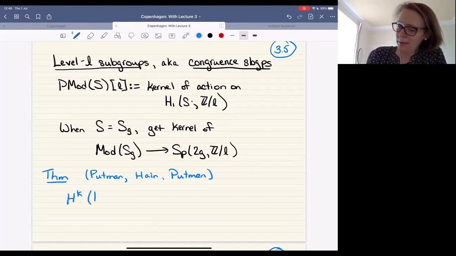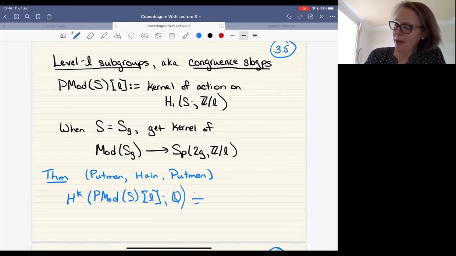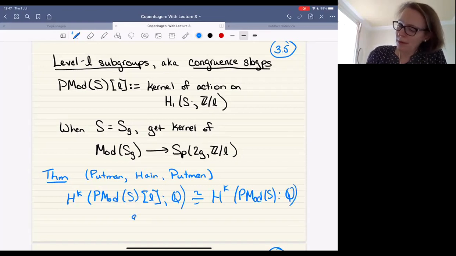So, in a certain stable range, the mapping class, the level L congruence group has isomorphic cohomology to the full mapping class group.